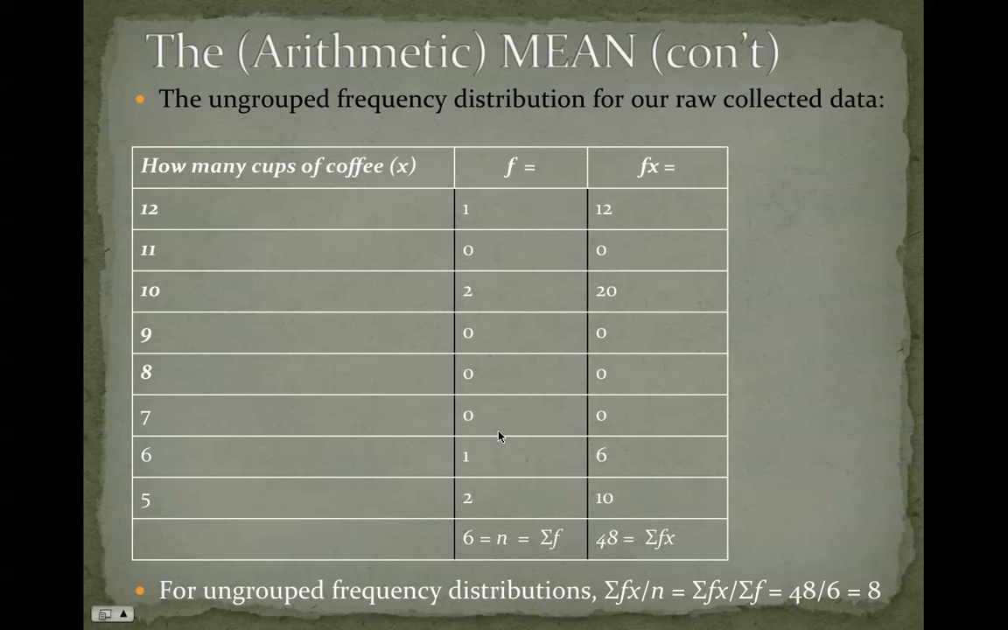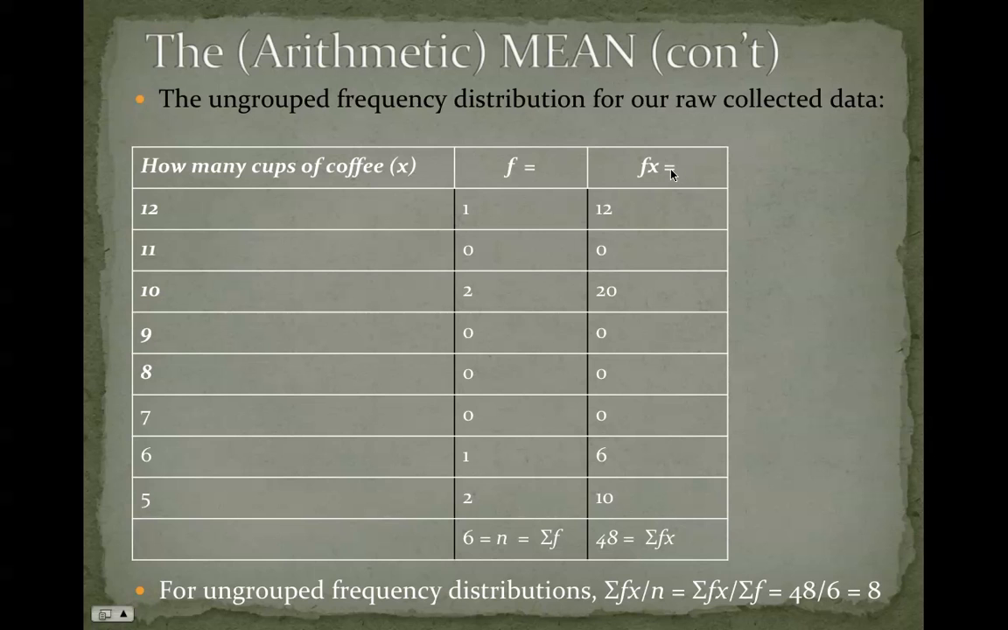So the sum of F, sigma F, is 6, right? I've added all these up, and if you add all these up, you get 6. So sigma F is equal to 6, but it's also equal to N, the sample size. Because if you think about it, all we're doing here is capturing the number of people who had this many cups of coffee. If you add the total number of people, that's the sample size. So sigma F, the total frequency of people, is N, the sample size.